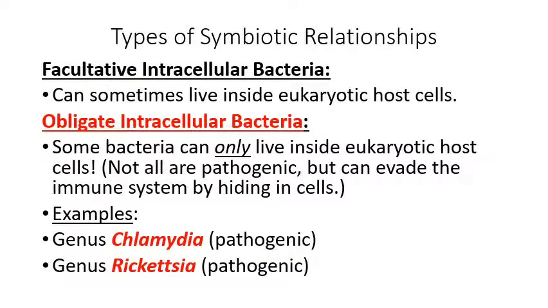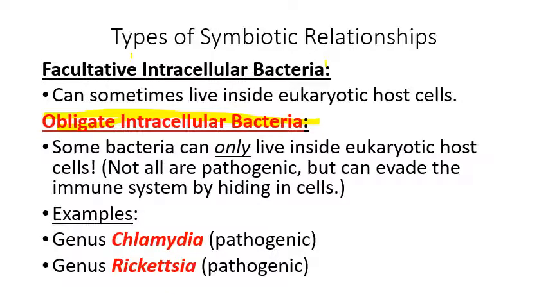All right, so some bacteria are facultative intracellular bacteria, which means they can live either inside or outside of a eukaryotic host cell. But other bacteria are what are called obligate intracellular bacteria, which means they can only live inside eukaryotic host cells. Not all of them are pathogenic, but for those that are, being an obligate intracellular parasite is actually quite handy. It's quite fortunate because you can evade the human immune system.